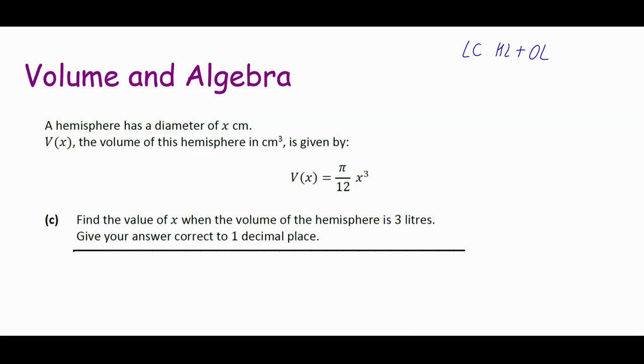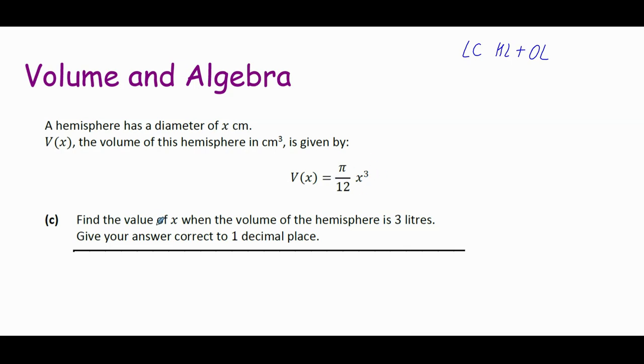So this part of the question, again, is volume, however the majority of that is algebra. And again, that is typical for both higher and ordinary levels. So let's see, a hemisphere has a diameter of x. The volume of the hemisphere is given by this formula. So that's how we find the volume of the hemisphere.